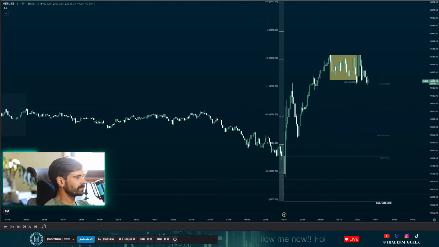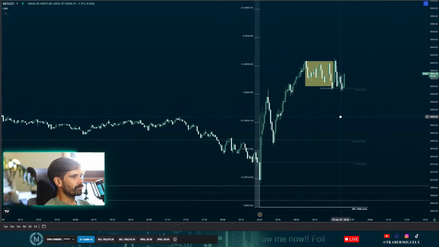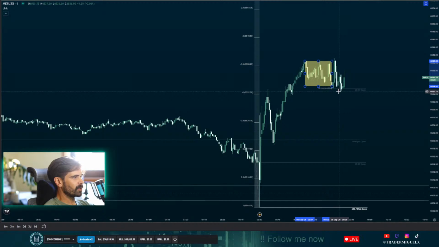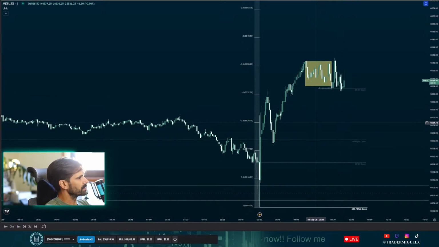We have to give it some more time just to see how it will develop. Still accumulating here, as you can see. So we took out these lows, but formed some relative equal lows here as well. So nothing that we can say is a liquidity purge or a stop hunt or anything like that.